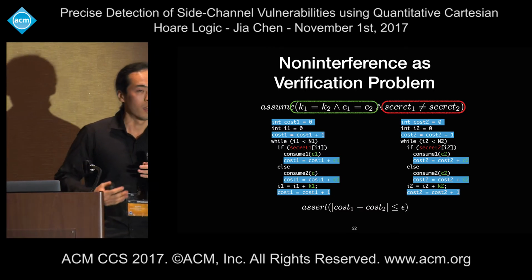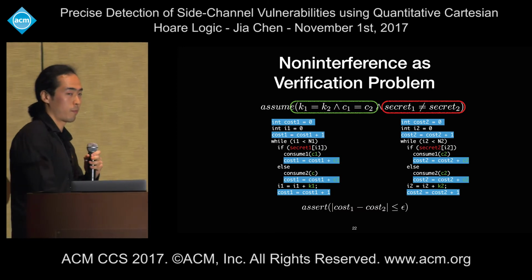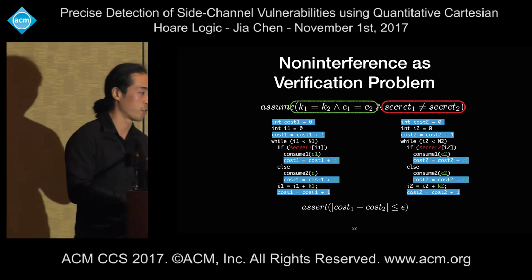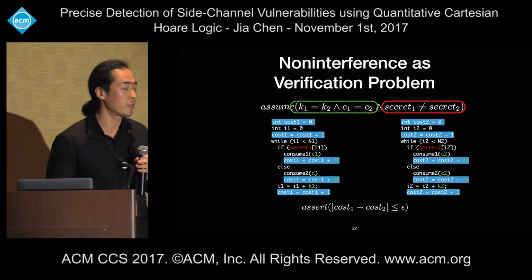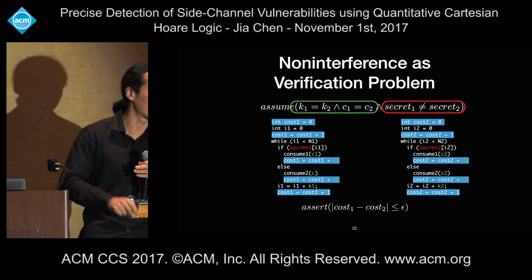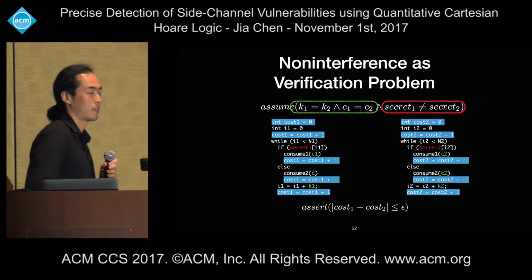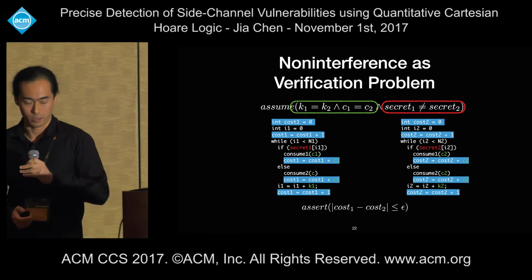And in our work, to compensate for some imprecision coming from the underlying cost model, we don't check for strict equality. What we end up doing is to compute the difference and see if the difference is less than or equal to a predefined epsilon.